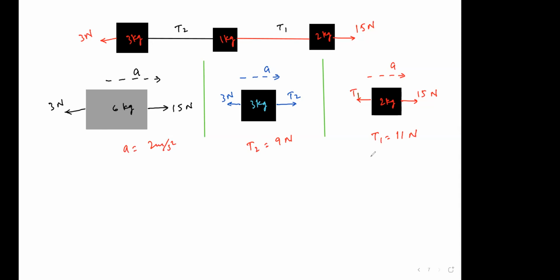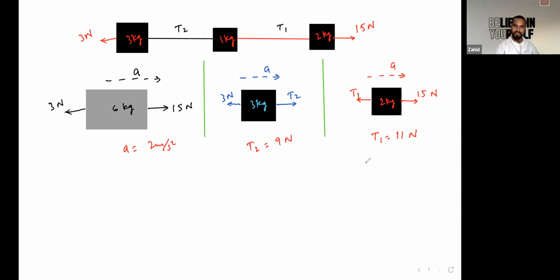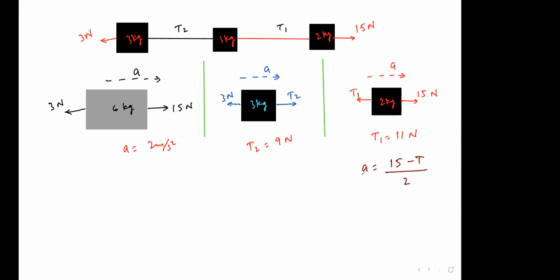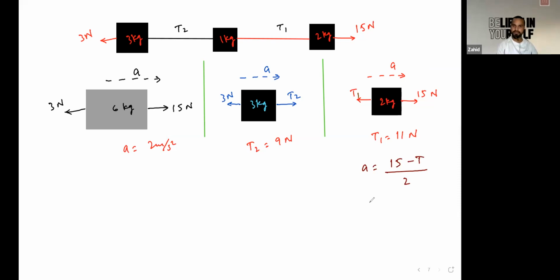Sir, can you say again this 3 kg one? If you solve this part, A is equal to net force, that is 15 minus T, divided by mass of block, that is 2. We have A is equal to 2 from the first part. So put it here, move 2 to the other side, you will get 15 minus T is equal to 4. T to the other side and 4 to the other side, you will get T is equal to 15 minus 4. So it will be just 11 Newton. Is it clear?